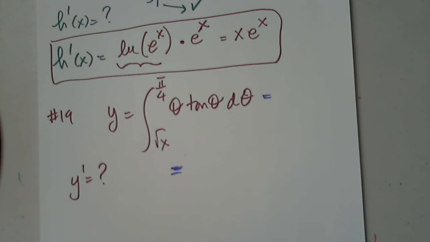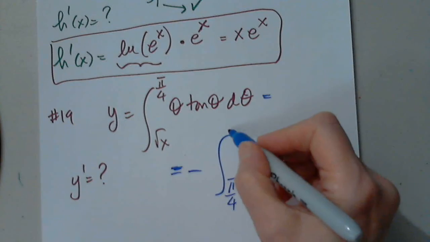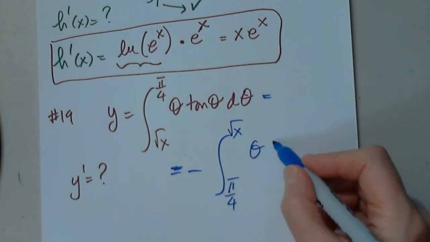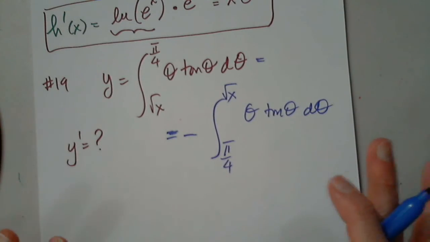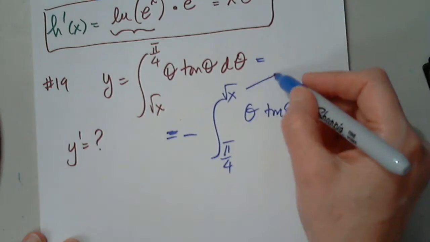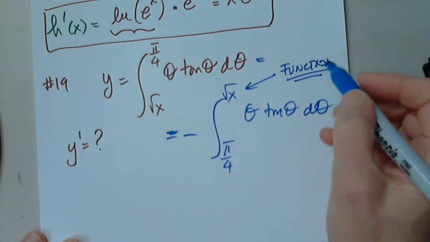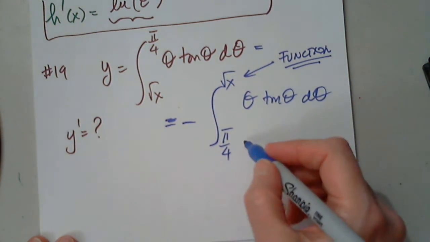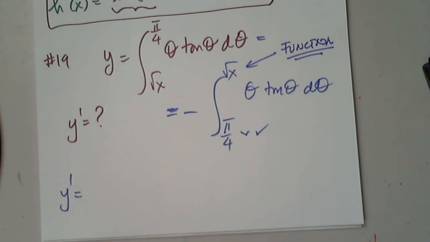Is it the negative sign? Brilliant. Thank you so much. Negative the integral from pi over 4 to the square root of x, theta, tangent theta, d theta. Awesome. Now all conditions are fulfilled. I have here a function, so I have to be careful and multiply by the inner function prime. I have here a number. Awesome. I'm ready. Can anyone else give it a try?